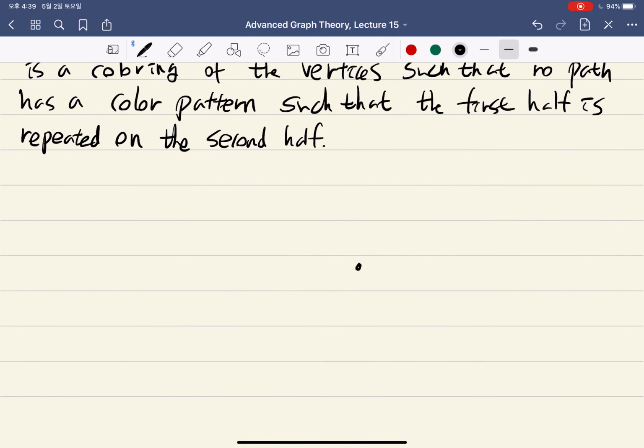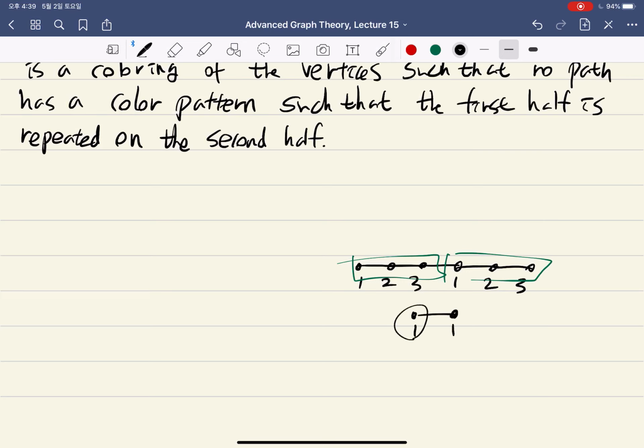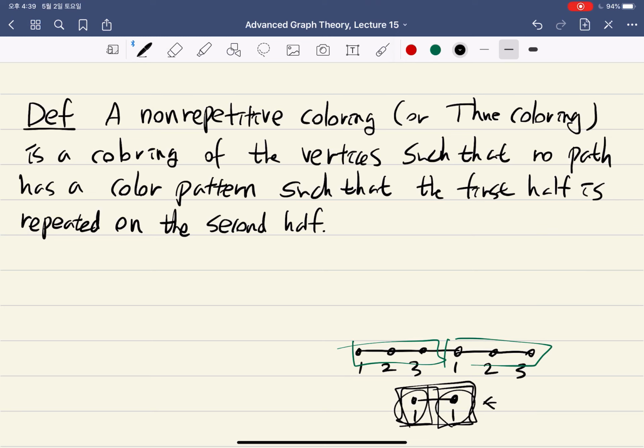So meaning that if you have some path, and if this is colored by 1, 2, 3 and 1, 2, 3, then on this path the color pattern on the first half and the second half are the same, so it is repeated. So we want to forbid this. Recall that the normal proper coloring forbids the case that we have two vertices with the same color and they are adjacent. It's forbidding a path of length 2 with a repeated pattern. So this actually forbids more. This is a more restrictive coloring.